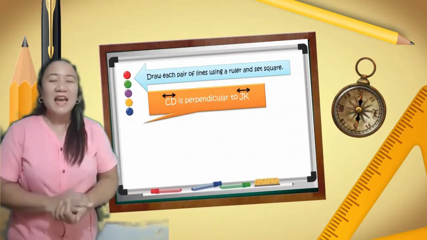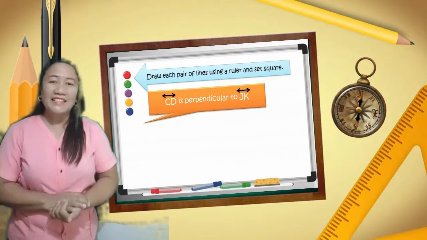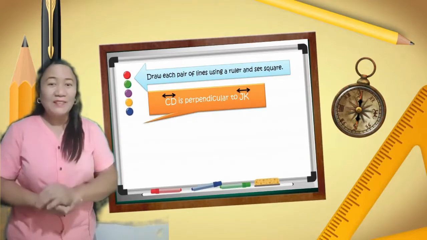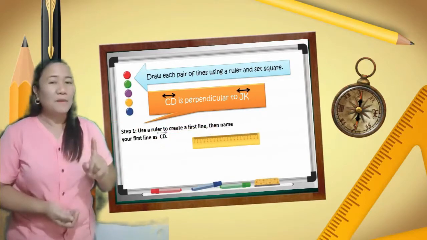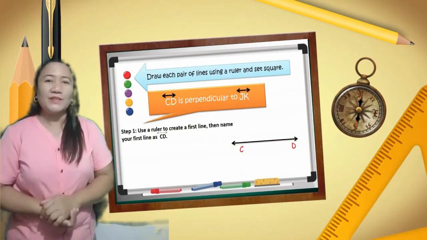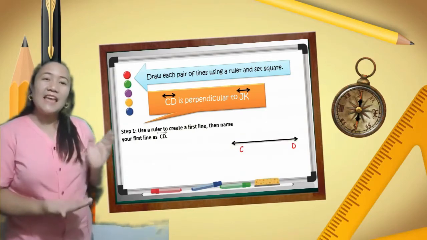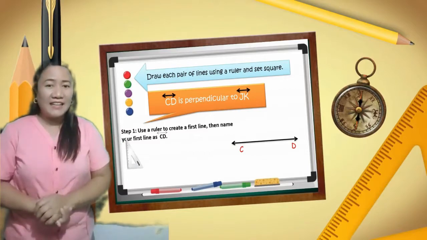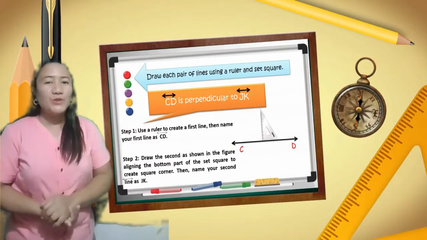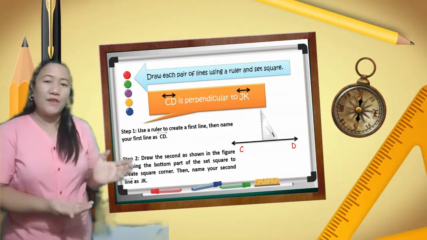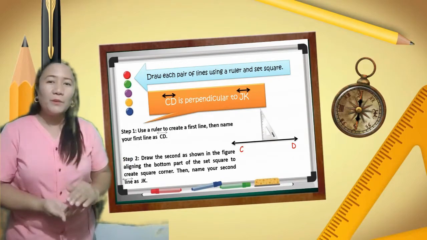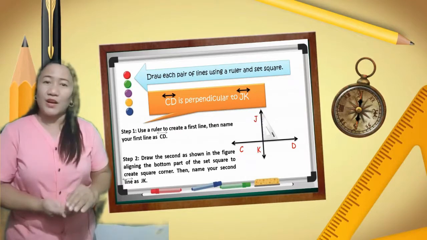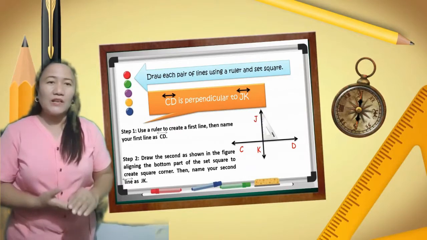Now, this time, let us try to draw line CD is perpendicular to line JK. So step 1, use a ruler to create a first line, then name your first line as line CD. Then, step 2, draw the second line as shown in the figure, aligning the bottom part of the set square or triangle to create square corner.